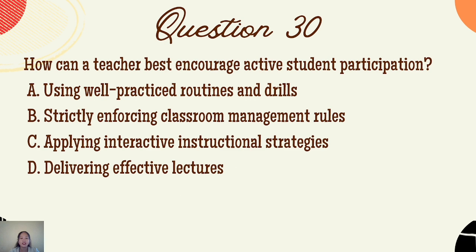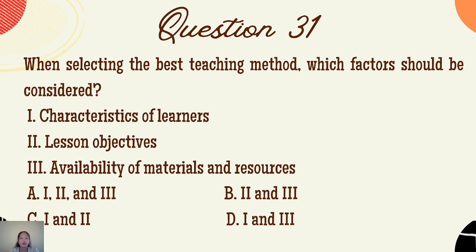Now, let's proceed to question number 31. When selecting the best teaching method, which factors should be considered? So, the correct answer is letter A, 1, 2, and 3. The characteristics of learners, lesson objectives, and the availability of materials or sources all play a crucial role in determining the most effective teaching method.